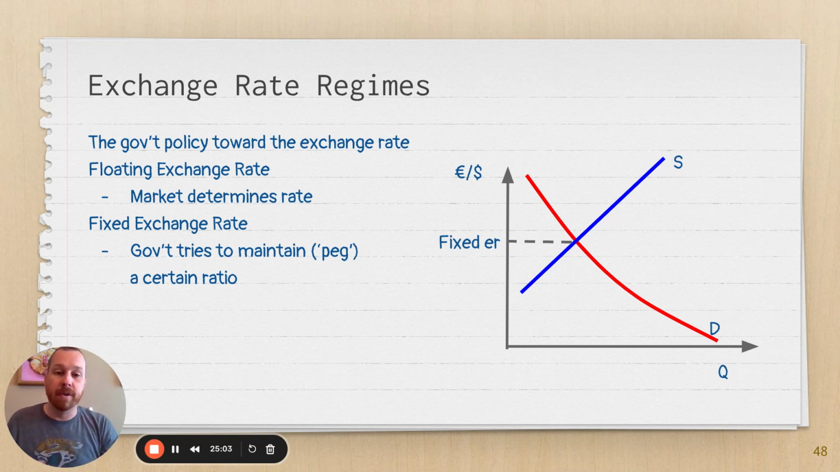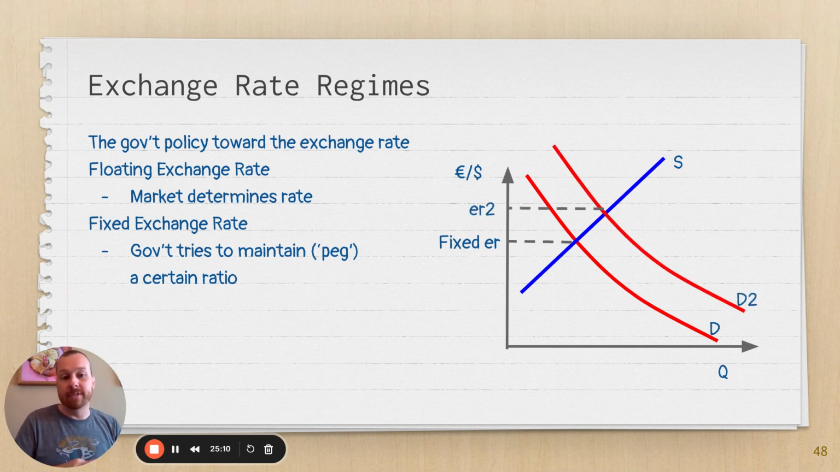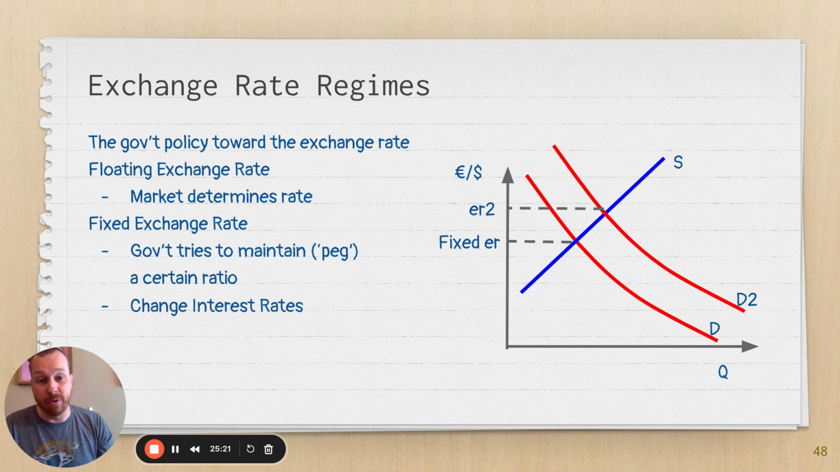So let's say if you look over here on the graph, we have that exchange rate at that equilibrium and they want to keep it there. Well, let's say something happens and demand for the dollar increases. What could they do to get it back to that old exchange rate? Well, they could change interest rates so that people don't want to buy our stuff anymore. They'd say, our currency is too expensive, people don't want to buy our stuff, so we need to get our exchange rate back down. Let's just lower interest rates. Then people don't want to buy our financial goods, so the demand curve would shift to the left.